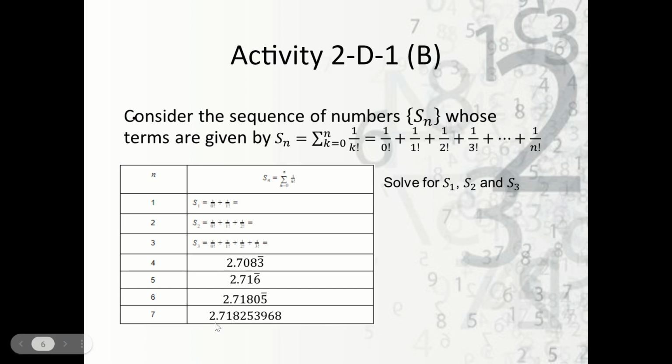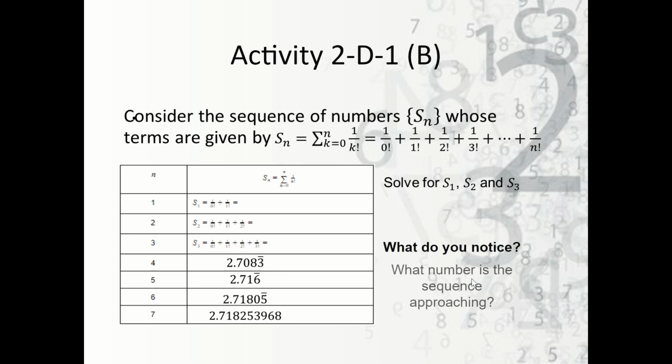And we should notice that we're approaching some number around 2.71. And as you continue this on, the numbers are going to continue to get closer and closer to that value. And it's very similar to the number that we were just looking at on part A. So what do we notice? Again, the values are approaching some number. The change is getting smaller and smaller and smaller each time. So that means we're getting closer and closer to some number.